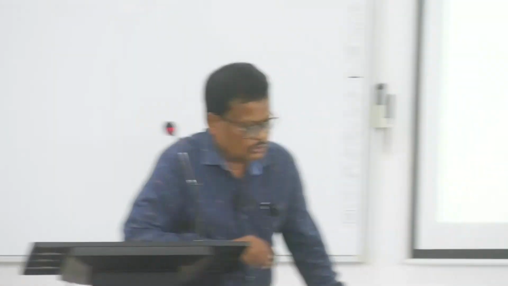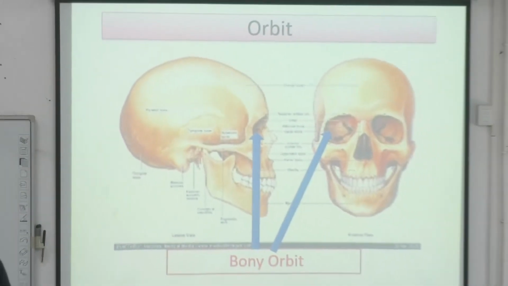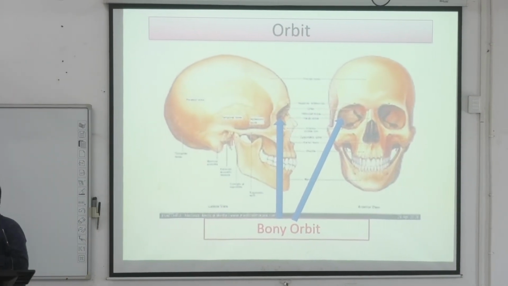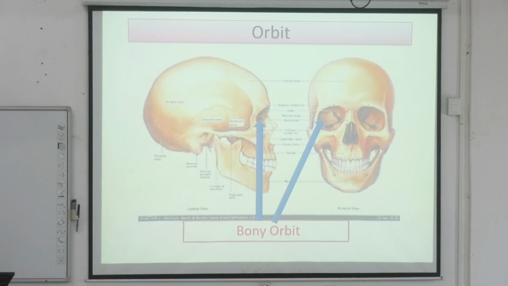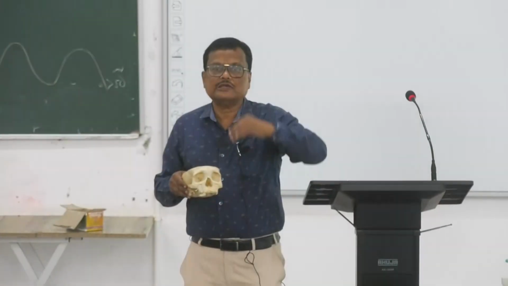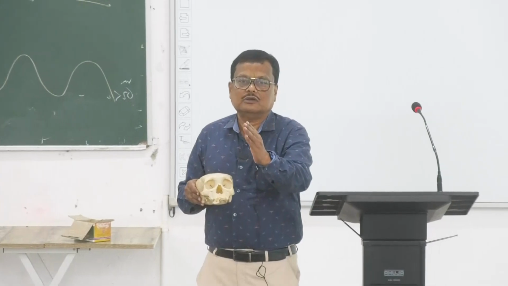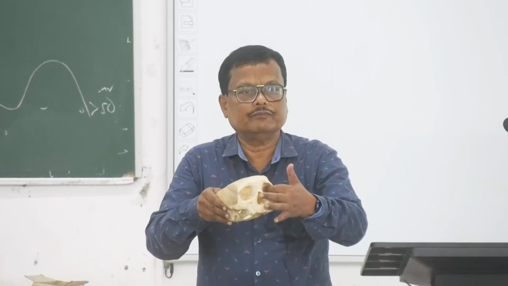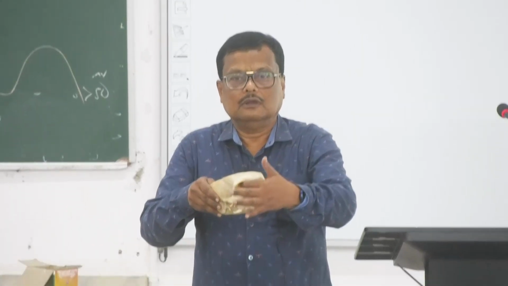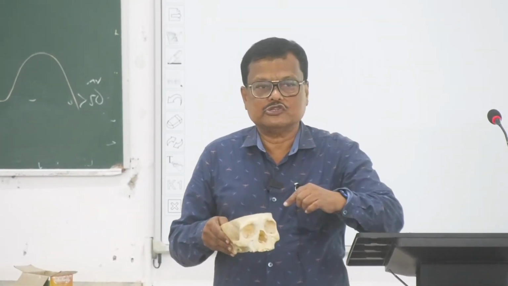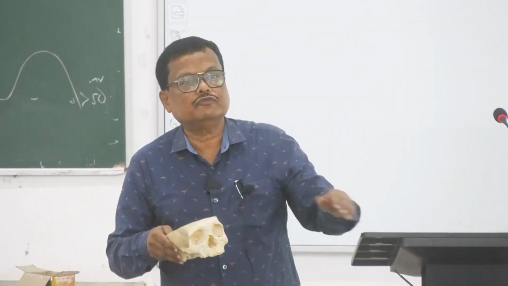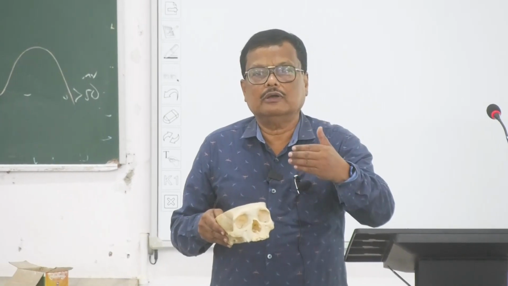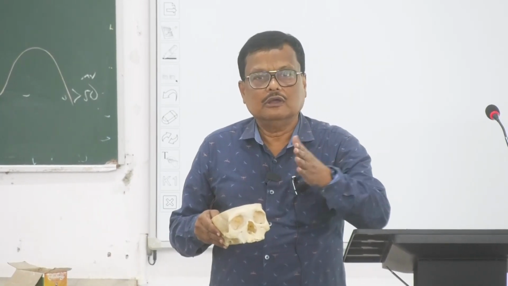Already you know in your class, this is the orbit. The two orbits, one on either side. Its shape is pyramidal, like a measured pyramid. So it has got an apex and a base and sides. There are 4 sides, and there is an apex and base.